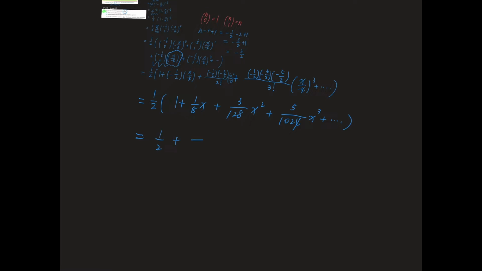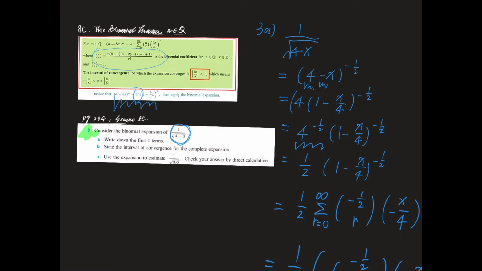So 1 on 2 plus 1 over 16x plus 3 on 256 x to the power 2, and plus 5 over 2048 x to the power 3, and that's it. Okay, 3b. For 3b, they want us to find the interval of convergence for this complete expansion from 3a.